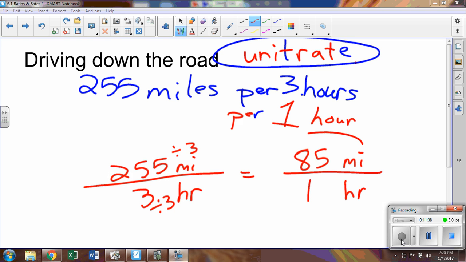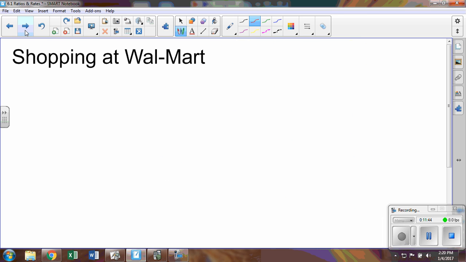Calculating a unit rate is rather helpful because you can use it to start making comparisons. Perfect example, this last weekend I went out shopping at Walmart with my wife, and we needed to go buy some laundry detergent. And my wife really likes those Tide laundry detergent pods.